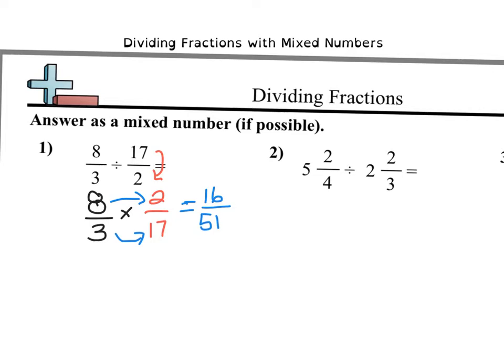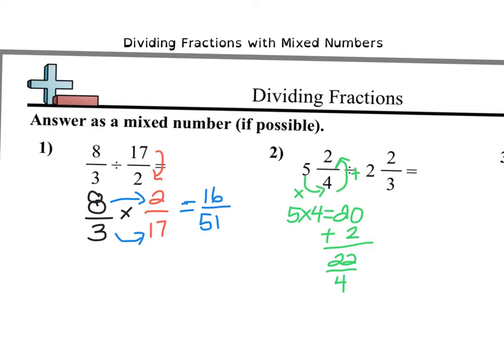All right, let's take a look at this next one. Notice this next one has 2 mixed numbers. Remember, when we have mixed numbers, we first need to change them into improper fractions. So remember, that's when we're going around, we're going down to multiply, up to add. So 5 times 4 is 20. Add 2 is 22. So our new numerator is 22. We keep that denominator of 4.